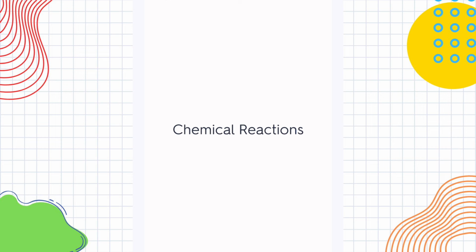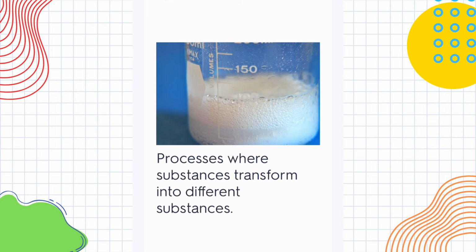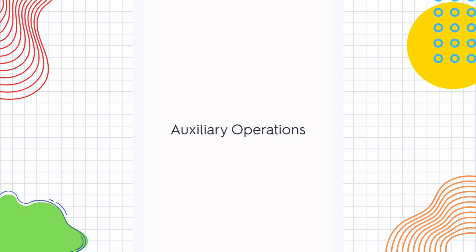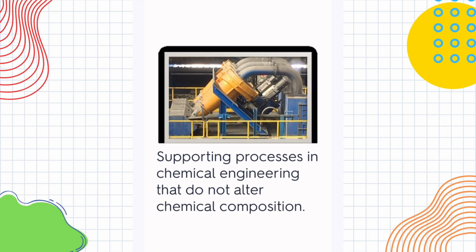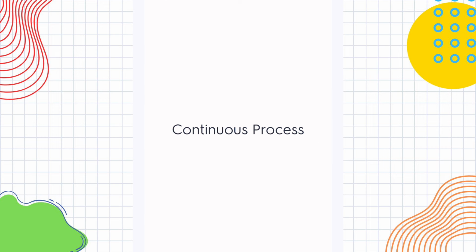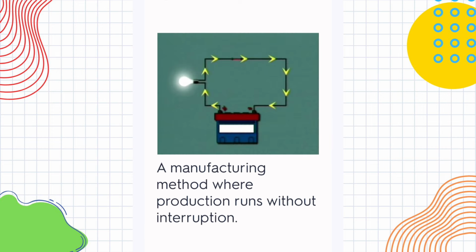Chemical reactions. Processes where substances transform into different substances. Auxiliary operations. Supporting processes in chemical engineering that do not alter chemical composition. Continuous process. A manufacturing method where production runs without interruption.